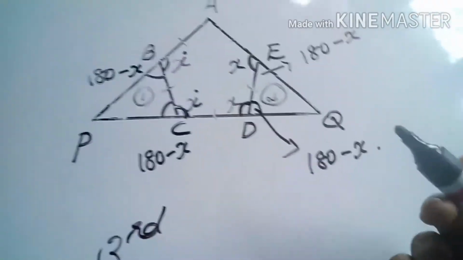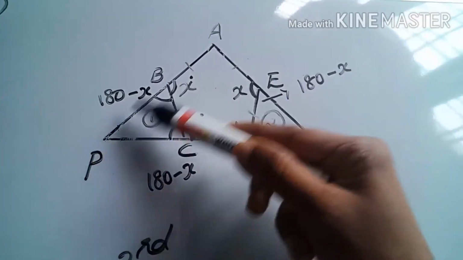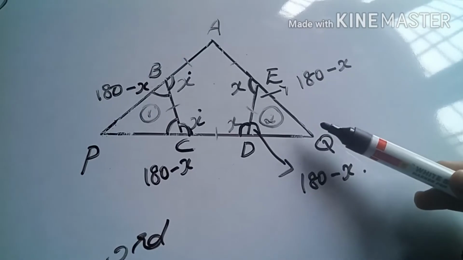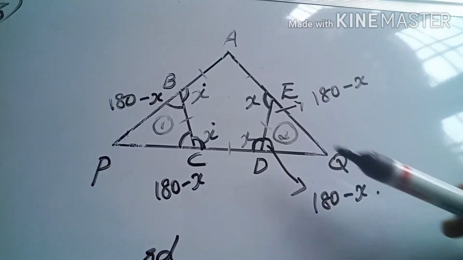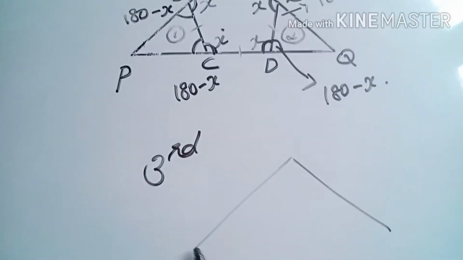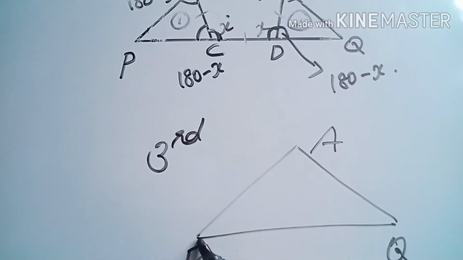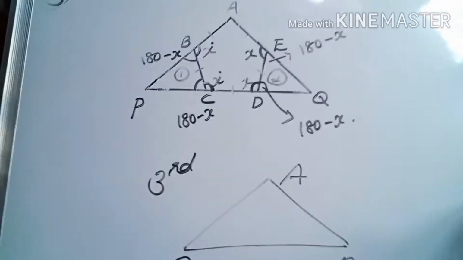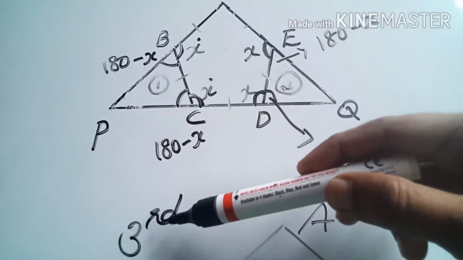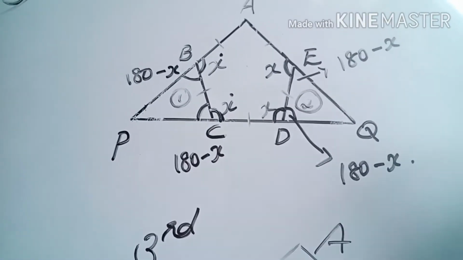Now the second sub question. The second sub question is: are the sides AP, that means the whole line AP, and AQ equal for the whole triangle APQ? For the whole triangle APQ, are the sides AP and AQ equal or not? That is the question. So by applying the third concept, we got these two triangles as equal triangles. So let's check the sides also.